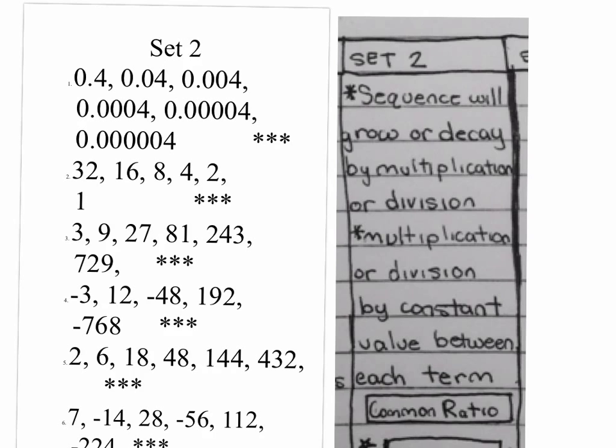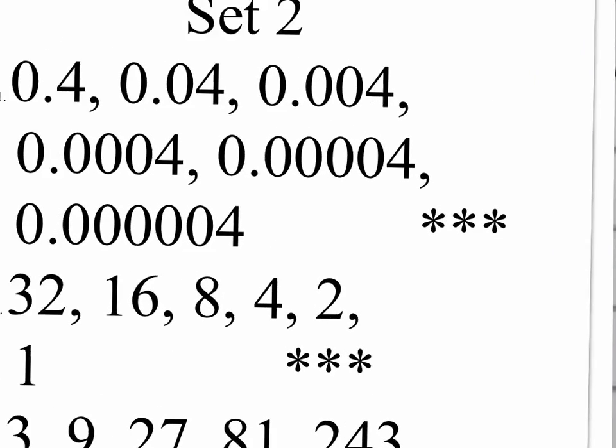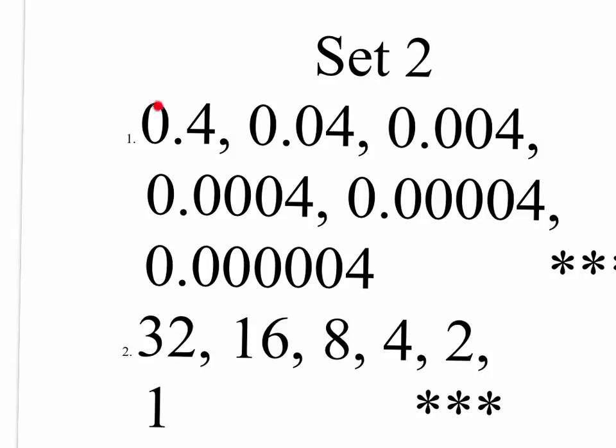Let's take a look at this next set of sequences. So here I see when we're looking at the top one, we're going to start with 0.4, right? And then we're going to 0.04, and then 0.004. So what's happening between each successive term? We're not subtracting. We are getting smaller. In this case, however, we're going to be dividing by 10 for each successive term. That's the pattern.